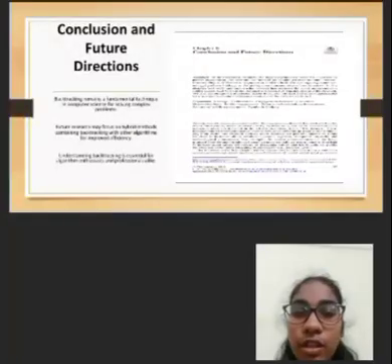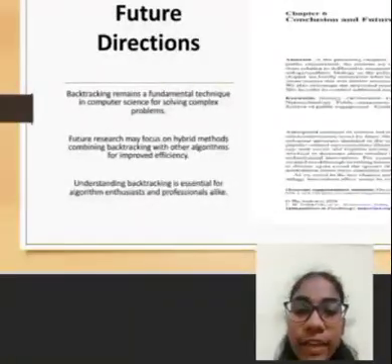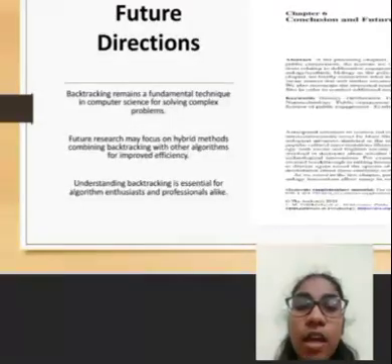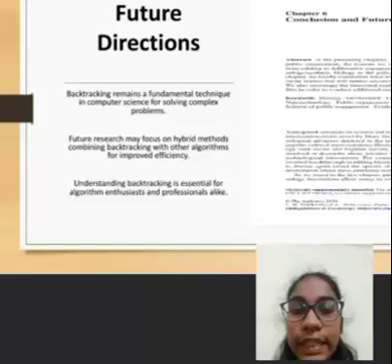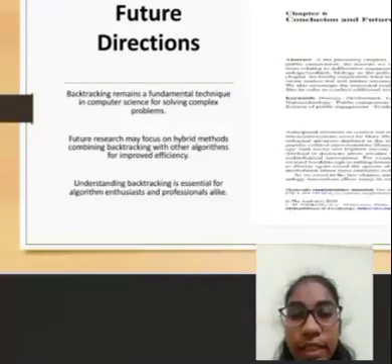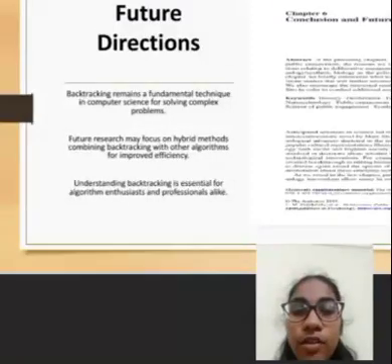Conclusion and future directions. Backtracking remains a fundamental technique in computer science for solving complex problems. Future research may focus on hybrid methods combining backtracking with other algorithms for improved efficiency. Understanding backtracking is essential for algorithm enthusiasts and professionals alike.